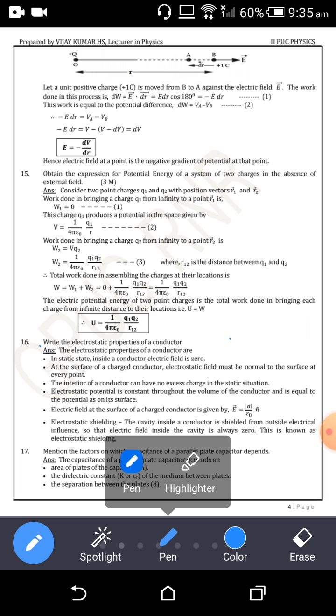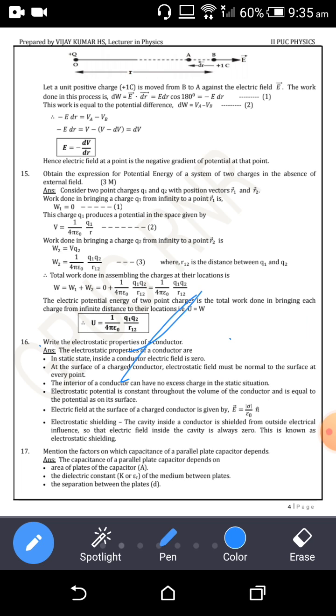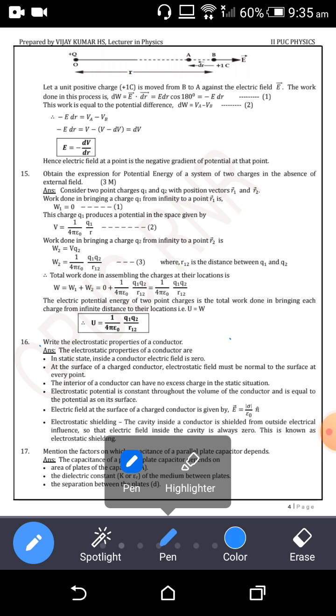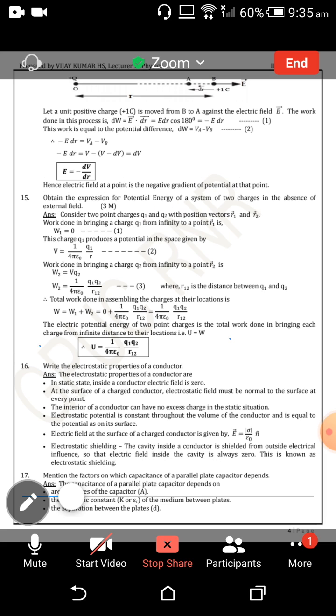So W is replaced by U there. Hence the final equation is expressed as U is equal to 1 by 4 pi epsilon naught into q1 q2 divided by r12. So this is the expression for potential energy of a system of two charges in the absence of an external electric field. Just go through it once.